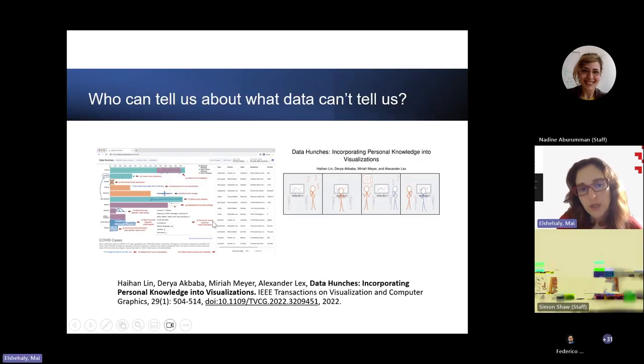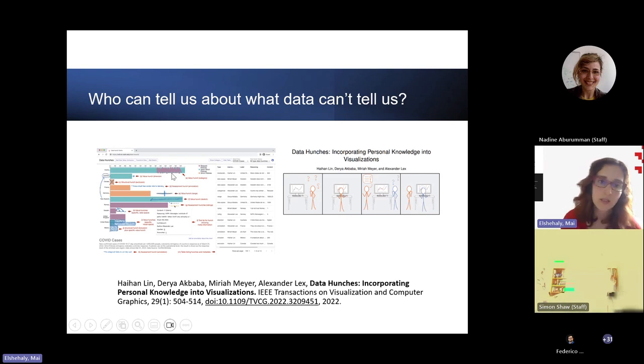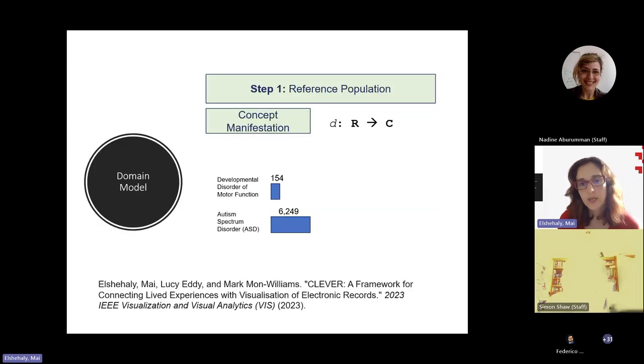And so this brought us to a really interesting paper by Lin et al. that was describing this idea of data hunches, where the tool itself allows people to annotate the visualization, add context, and tell where the data is really not meeting what they expect about the real world. But then the question for us was, okay, if we were to add these data hunches, will that be sufficient in a population health context?